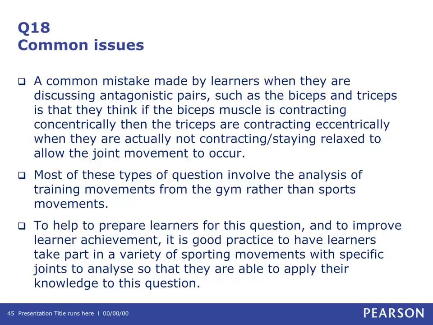Common issues during this examination series were: a common mistake made by learners when they're discussing antagonistic pairs, such as the biceps and triceps, is that they think if the biceps muscle is contracting concentrically, then the triceps are contracting eccentrically when they are actually not contracting, staying relaxed, to allow the joint movement to occur.